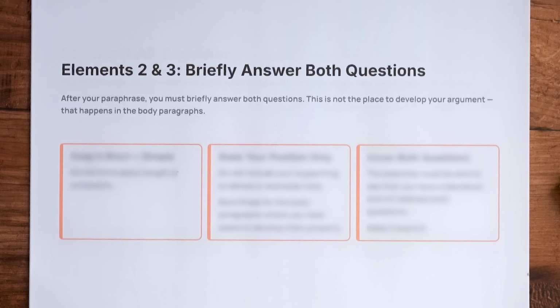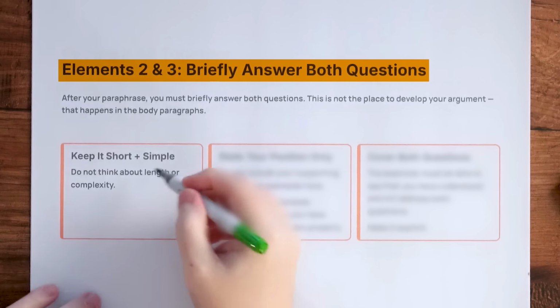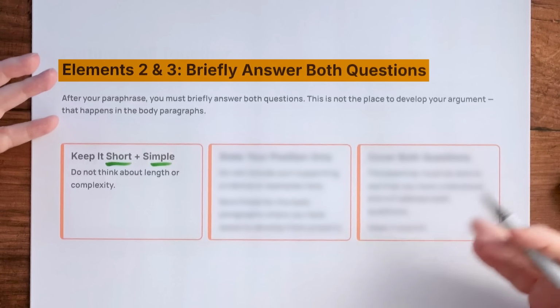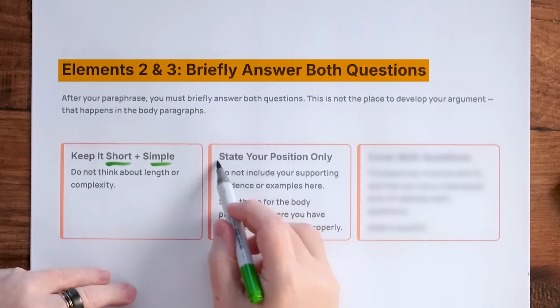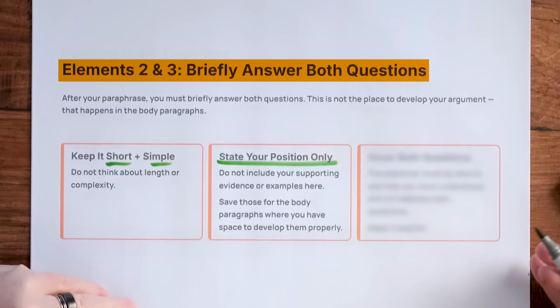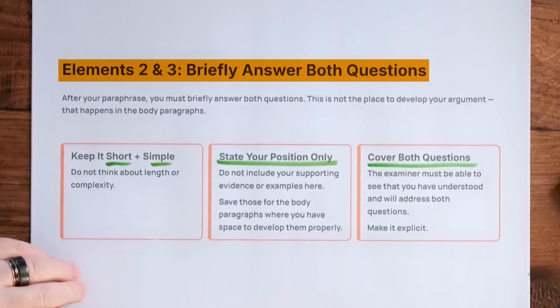The next thing you're going to do is you're going to briefly answer both questions. Just keep it short and simple. You don't need to add length. You don't need to add complexity. You don't need to add detail. If it asks for your position, state your position only. Don't include examples. Don't include explanations. Just say, I agree, or I disagree, or I think this is good, or I think this is bad. Very, very simple language. And just briefly answer both questions. If you do all of that, you will write a very good introduction.